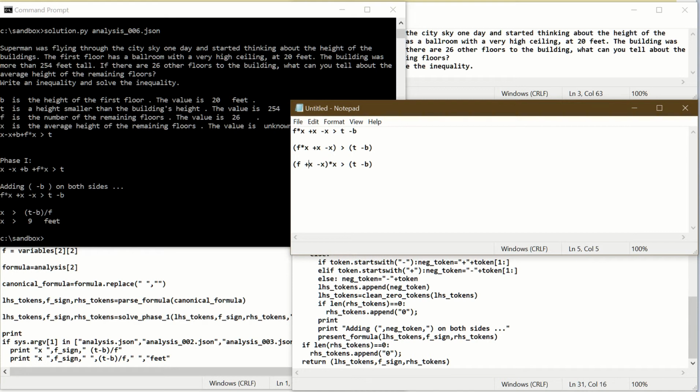Okay, if I have a token that is x, I will leave 1. If I have a token that is minus x, this will be my negative 1. Okay, so then the next step will be to divide on both sides by this factor.